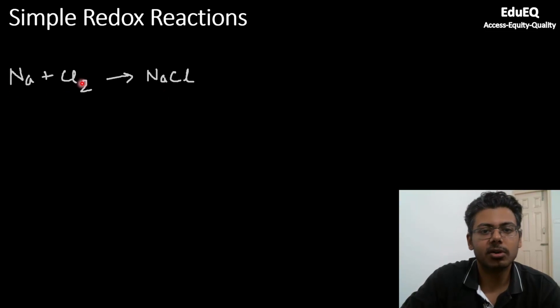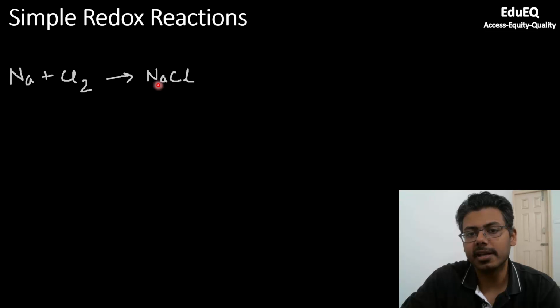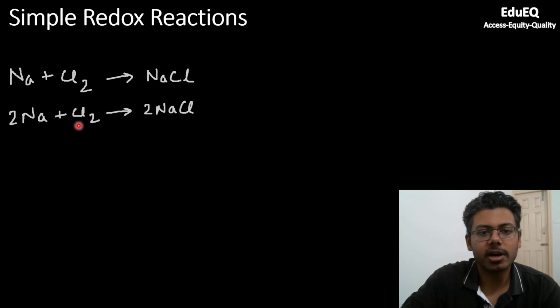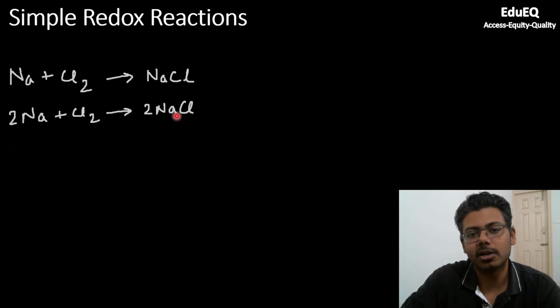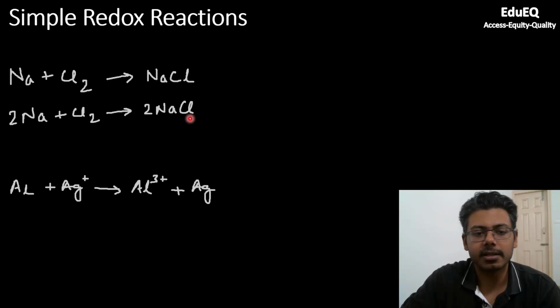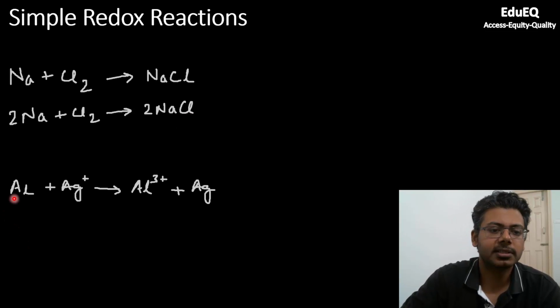So Na plus Cl2 will give NaCl. I think it is very easy for you to balance. This is a very basic example. So what you can do is 2Na plus Cl2 will give 2NaCl, and now it is balanced. You see there are 2 sodium here, 2 sodium here, 2 chlorines on the left hand side and 2 chlorines on the right hand side.